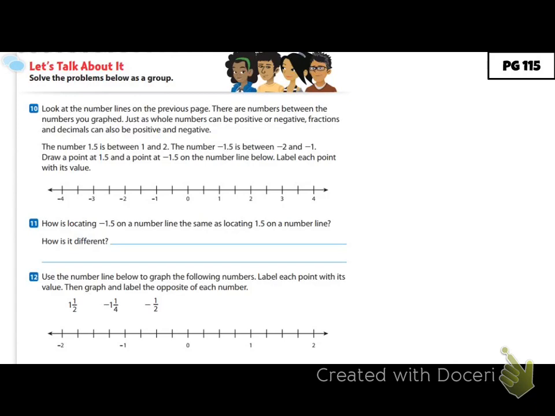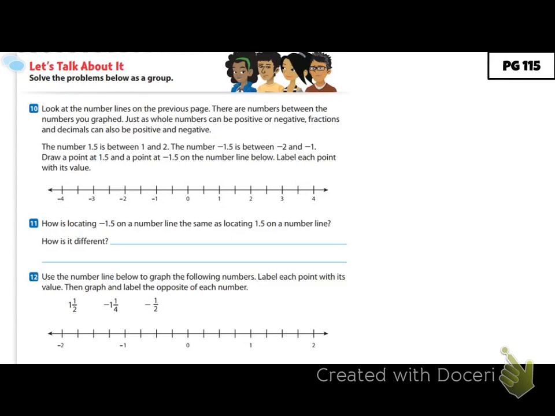Alright, so number 10 says, look at the number lines on the previous page. There are numbers between the numbers you graphed. Just as whole numbers can be positive or negative, fractions and decimals can also be positive and negative. So the number 1½ is between 1 and 2. The number -1½ is between -2 and -1. So draw a point at 1½ and a point at -1½ on the number line. Label each point with its value.